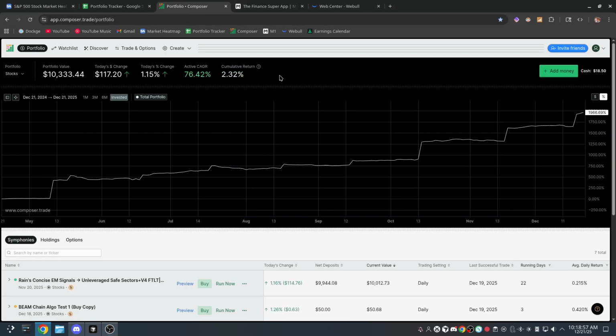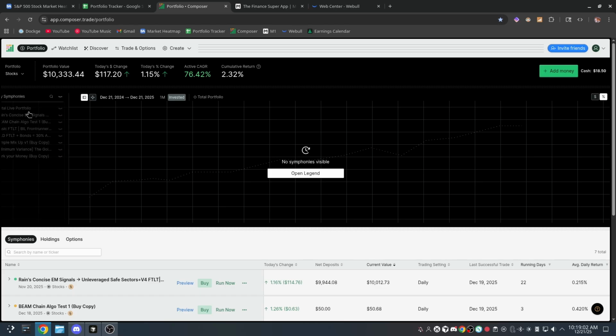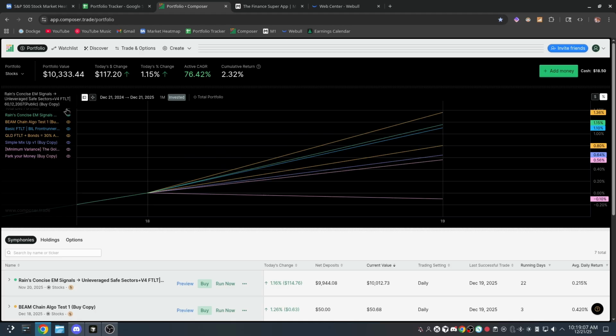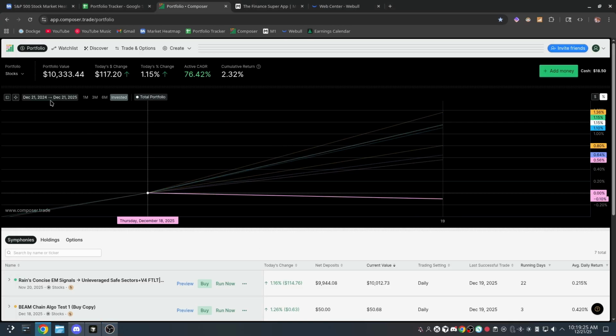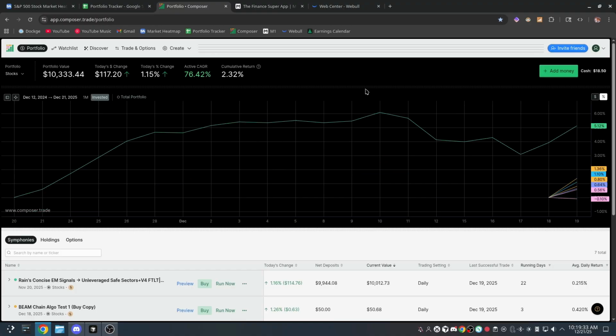Moving on to the actual portfolio's level. Let me fix this here. So I did sell out of the symphonies that I was doing tests on. I have those saved in a folder on ICDB for testing purposes, just to determine whether or not those could be worth going into at a later date. I don't know why this is being so weird. We don't want total portfolio. There we go. But yeah.